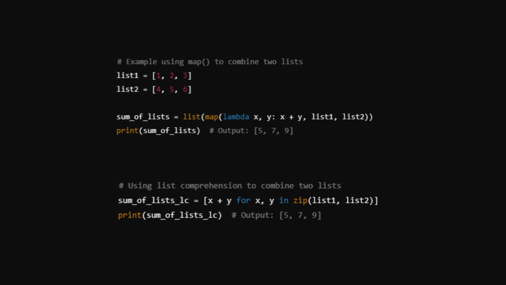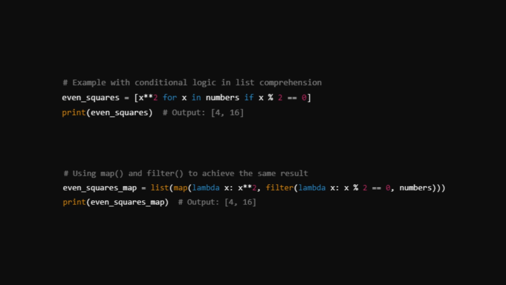Now, what if we wanted to use list comprehension for the same task? Well, it's possible. The syntax can get a bit clunkier compared to the map function. So here we use the zip function inside a list comprehension to pair up the elements from both lists and add them. This works fine, but the map function is arguably cleaner and more appropriate for this kind of task where you're applying a function across multiple iterables.